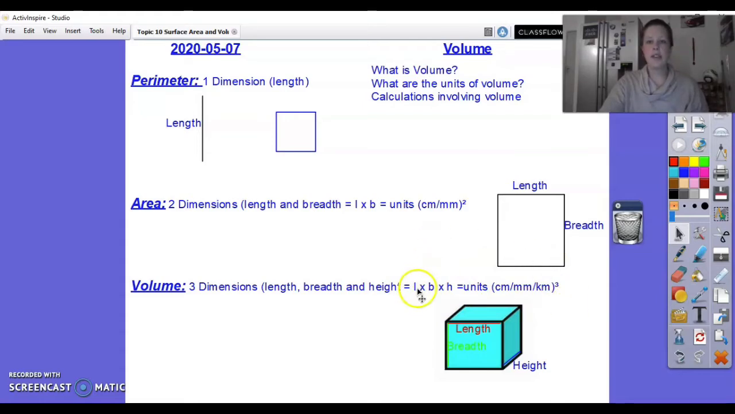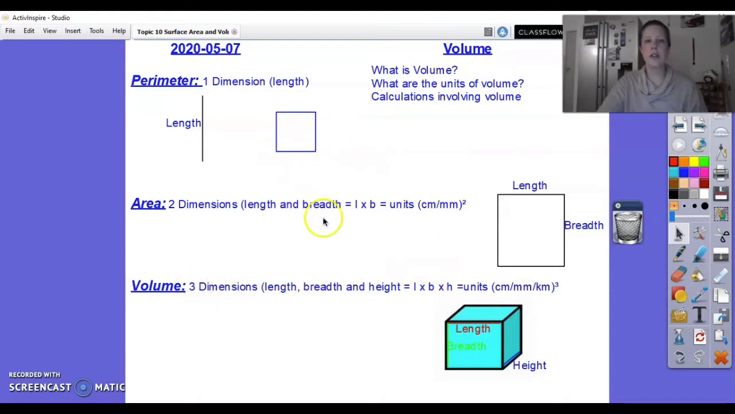So for our volume, we take our length, which would be over here. We would take our breadth, which would be down here. And our height is an added dimension. So if we take a square and we elongate it, we make it wider and we add another dimension onto that. That is our height. The answer that we get, whether it be centimeters, millimeters, kilometers, etc., is always to the power of 3. It is cubed. 3 stands for our 3 dimensions.